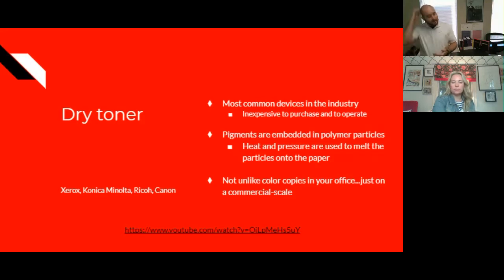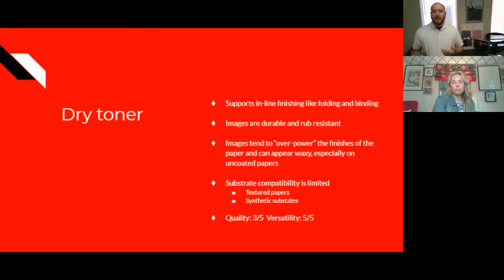It is a superheated, several hundred degrees roller that rolls over the image and melts that polymer to the paper. Like I said, not unlike the office equipment you may see, but some of the equipment that printers use is commercial grade. They're meant for actual job work.